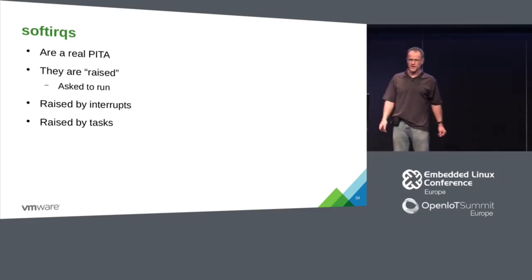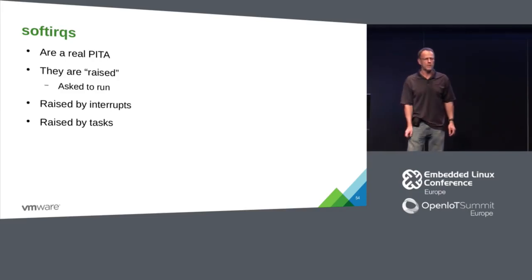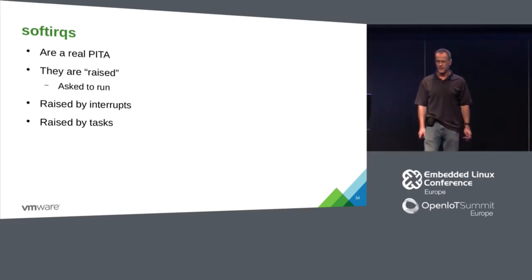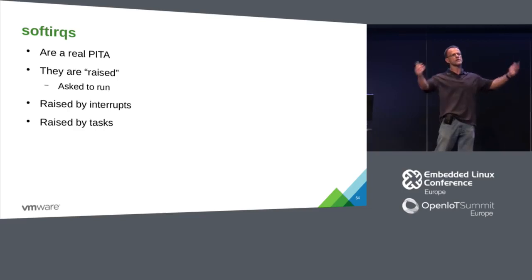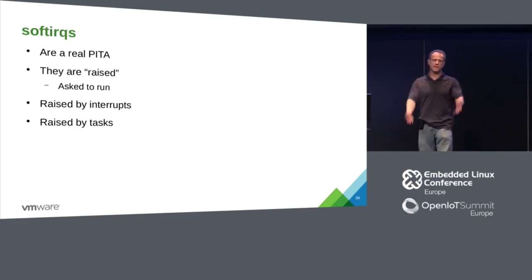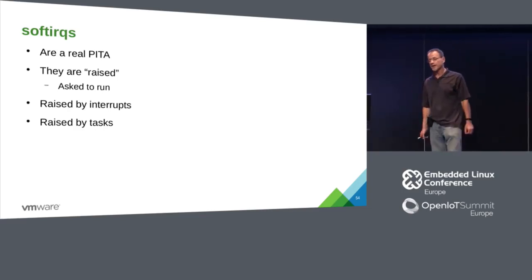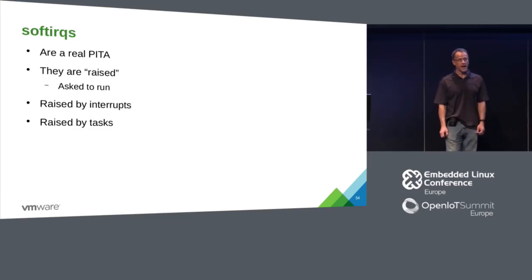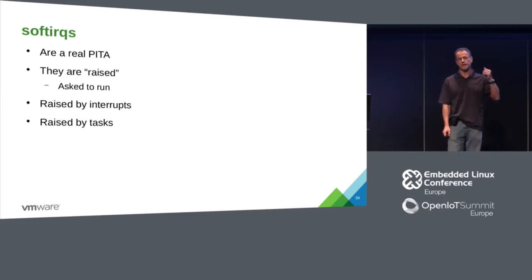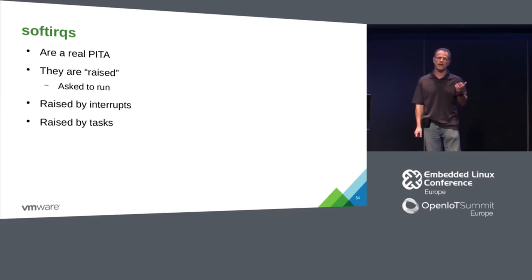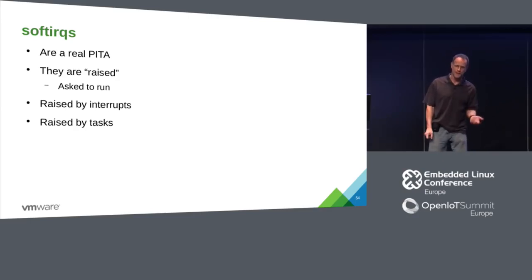So, soft IRQs. They are one of the biggest PITAs to mainline as to us. They have a long history. I'm not going to go and talk about the history. What they do is you raise a soft IRQ. You raise it from the dead. And then you're asking it to run. And it will run when it can. And right now, the way it does it is by interrupts. And soft IRQs are in interrupt context most of the time.